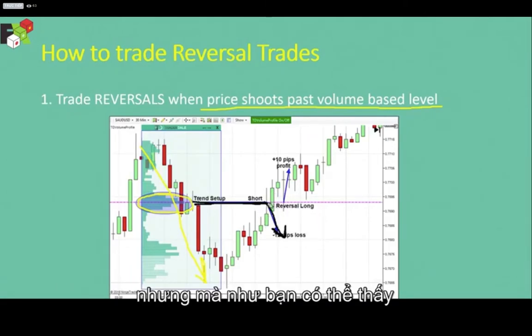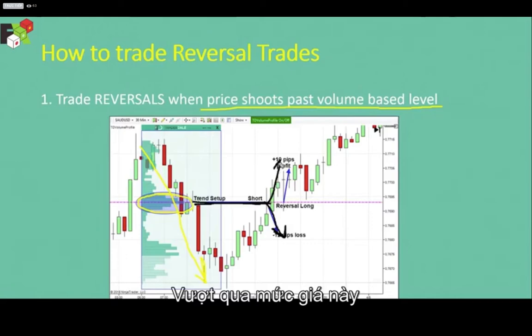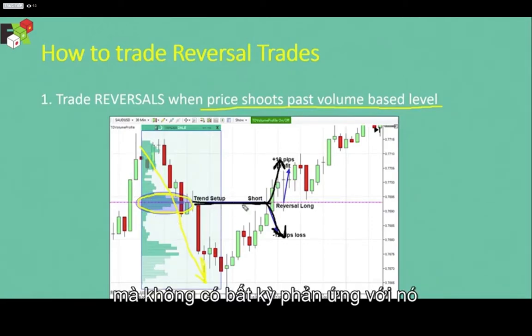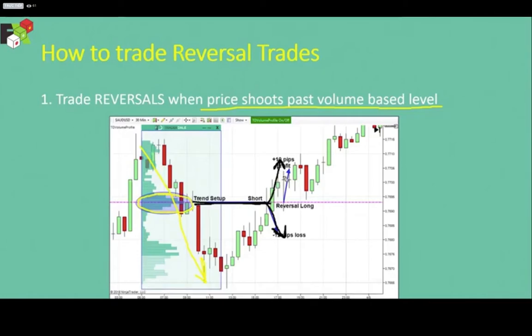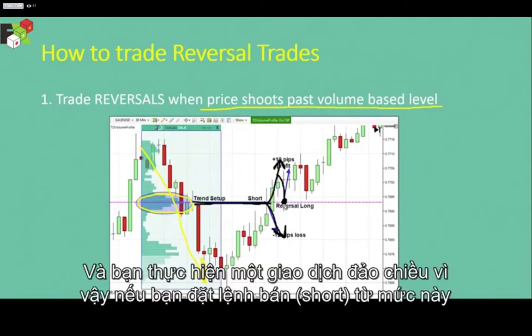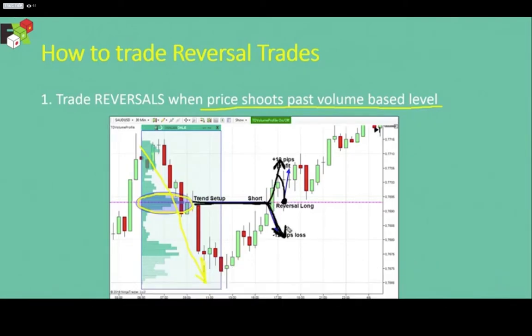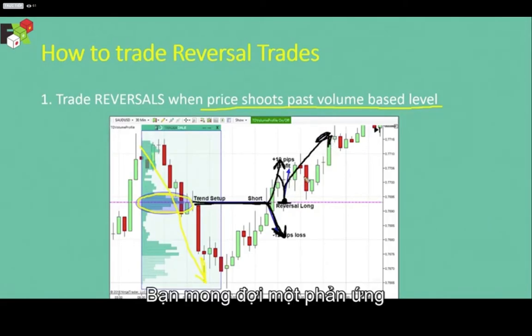But as you can see, the price just went past the level. It didn't react to the level. It went past the level without any reaction to it. So in this case, you wait for the price to return back exactly to the level and you enter a reversal trade. So if you went short from the level, then you enter a long exactly at the same price level and you expect a reaction to the long side.